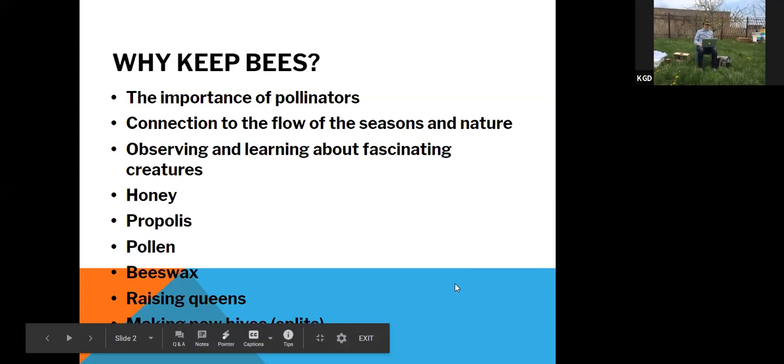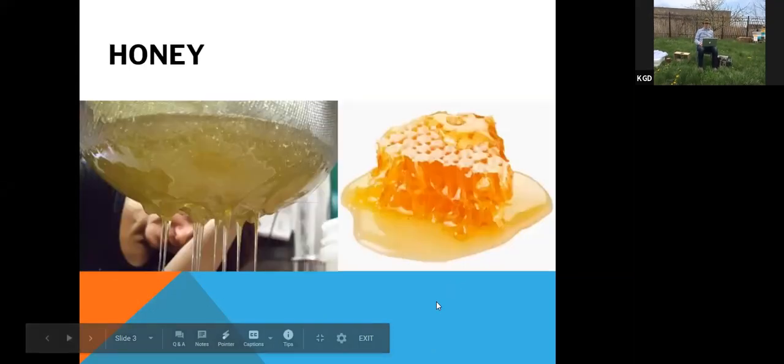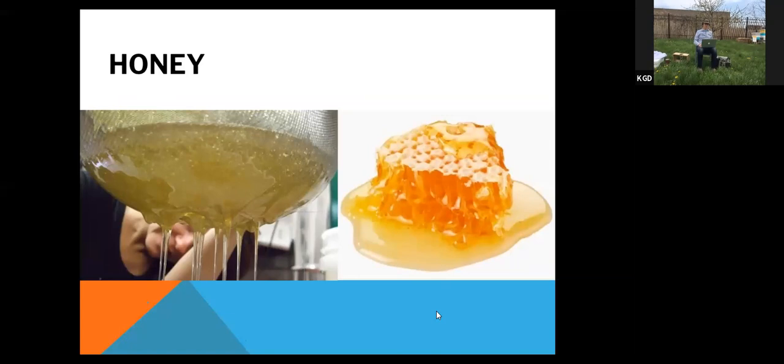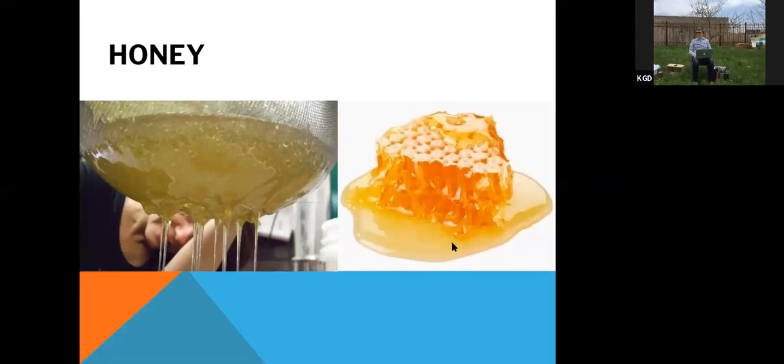Let's go down the list. Obviously, first on the list in terms of hive products would be honey. Honey is produced by bees collecting nectar from flowers. They'll travel up to 2 miles to find a good nectar source. If Danielle could pan around the field here, you could see one of the first flowers that bees really love right here, the dandelions out in the field.